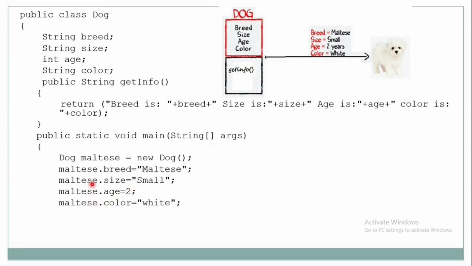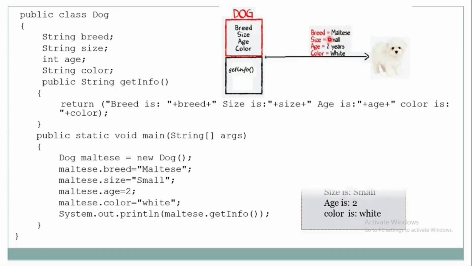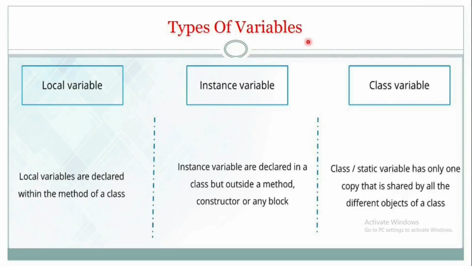And finally I'll be calling the getInfo method. To call getInfo I have to use the dot operator, that is, Maltese dot getInfo. This method will be returning some value, and in the main function using System.out.println, I'll be displaying the values of the object. The output is: the breed is Maltese, size is small, age is 2 and color is white.